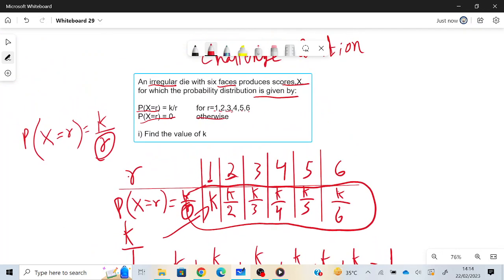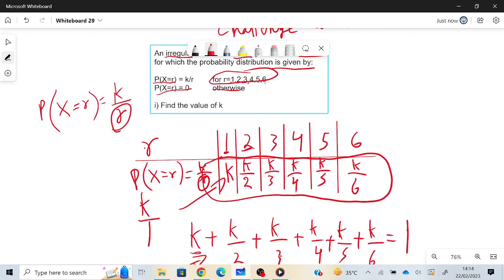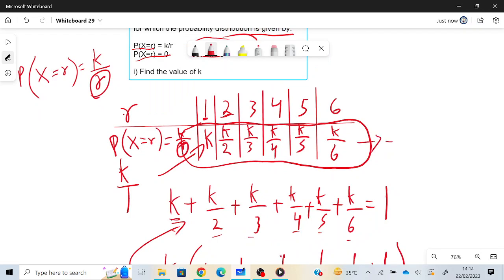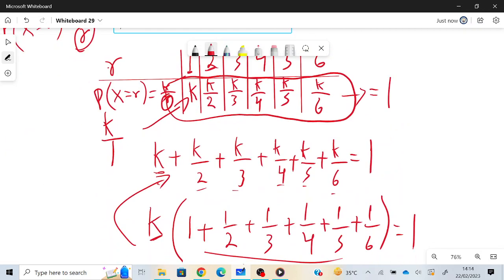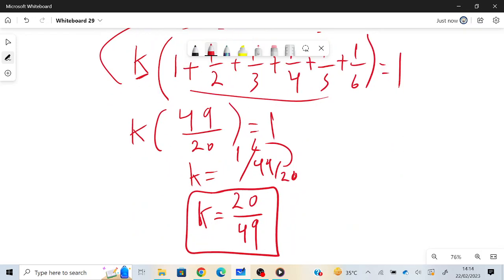Again, just to quickly explain it, it said that the probability of getting r for these values of r is k over r, and for all those values of r I just took k and used those values of r as a denominator and k as the numerator, and after that I know all of this adds up to 1, so just equate it to 1 and solve for the unknown variable. And doing that using your algebra, you should get the answer as k is equal to 20 over 49.